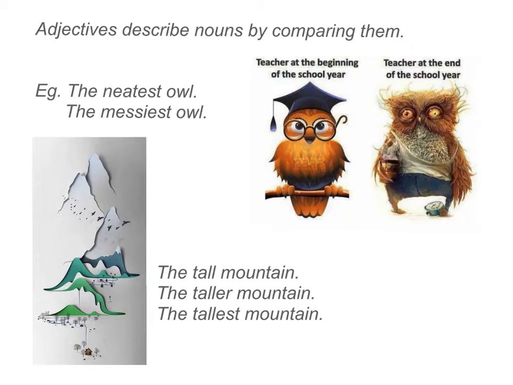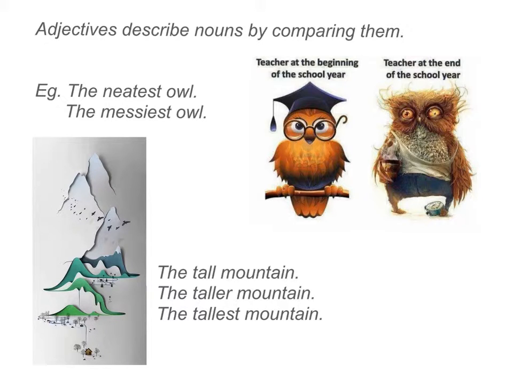Now here are some adjectives of degree, and they compare different things by saying how much they are like each other. So you might look at the neatest owl, the teacher at the beginning of the school year, or the messiest owl, and that's what the teacher looks like at the end of the year. You have to wait and see.